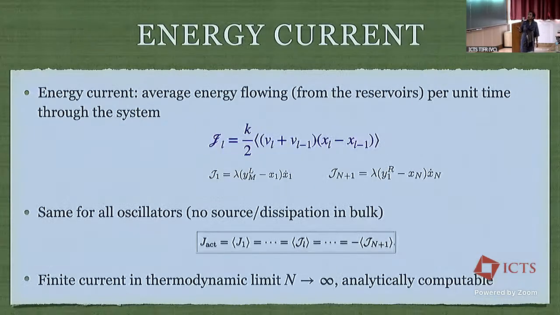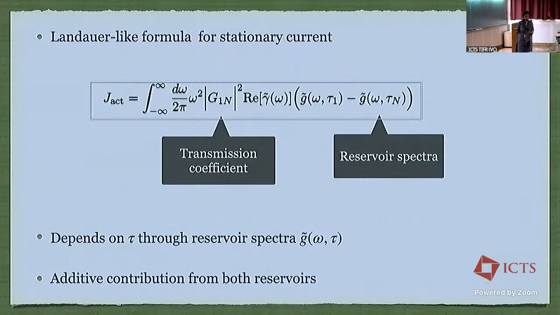And now we come to the final question: what is the current flowing through the system? Our chain is a passive chain, so there is no other injection of energy or dissipation in the chain. The only thing that comes is through the boundary. So there is a constant current flowing through the system, and this also we can calculate explicitly.